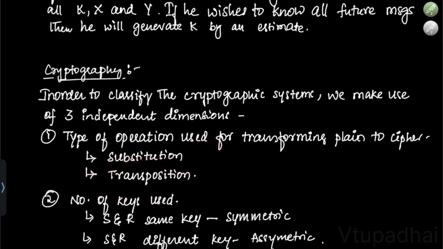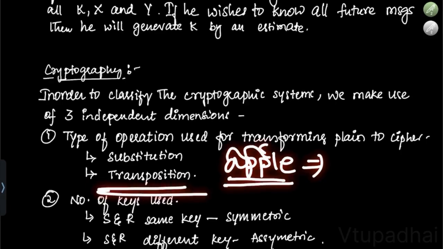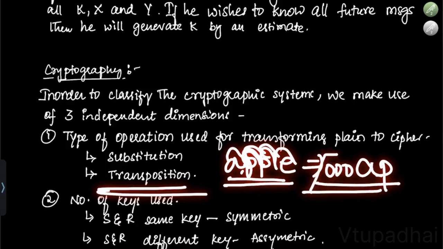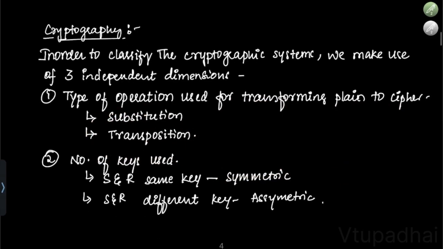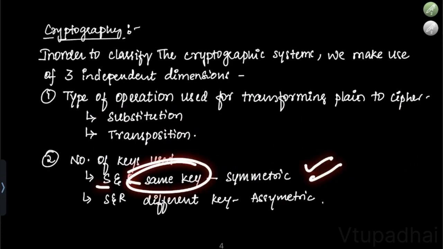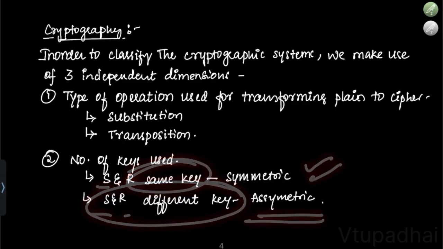Transposition is, if I am writing apple, then you are shifting the positions. If you shift 3 positions, 1, 2, 3, A will come here, P will go, and here 0, 0, 0 will come because there's nothing here, or Z, Z, Z can come here. So you are just shifting the bits by a number of positions. That is called transposition. Next we have the number of keys. If sender and receiver have the same key, then it is called symmetric, and if they have different keys, then it is called asymmetric cryptography.